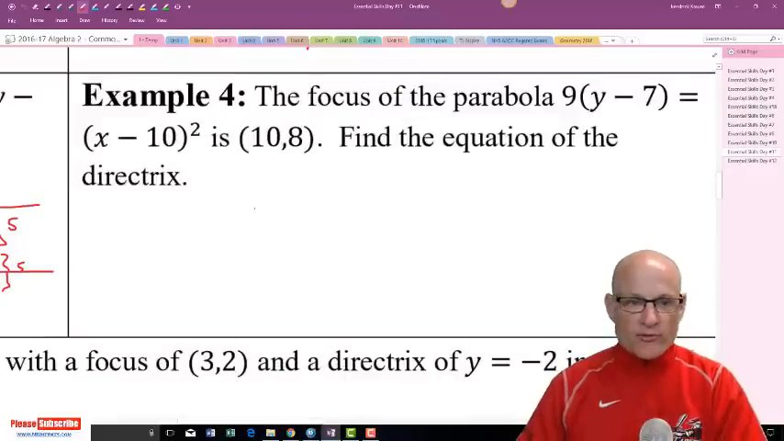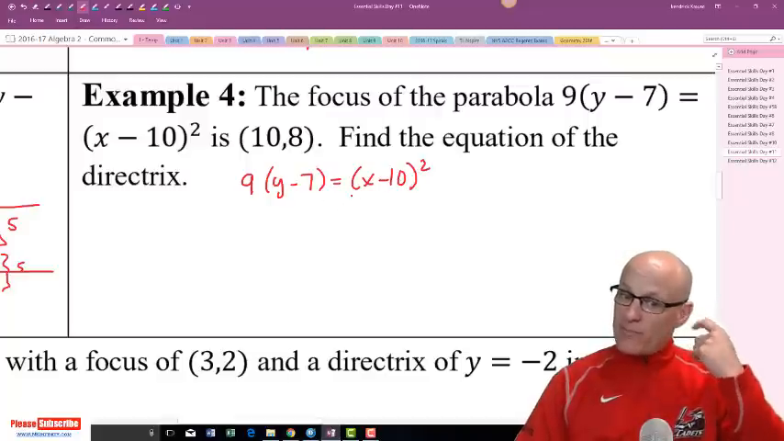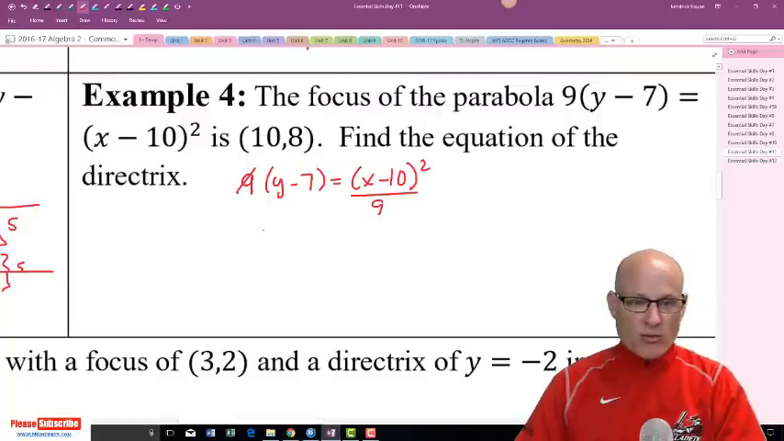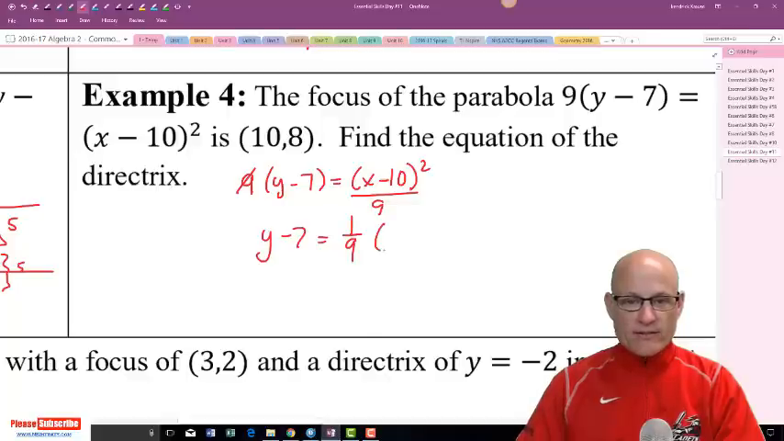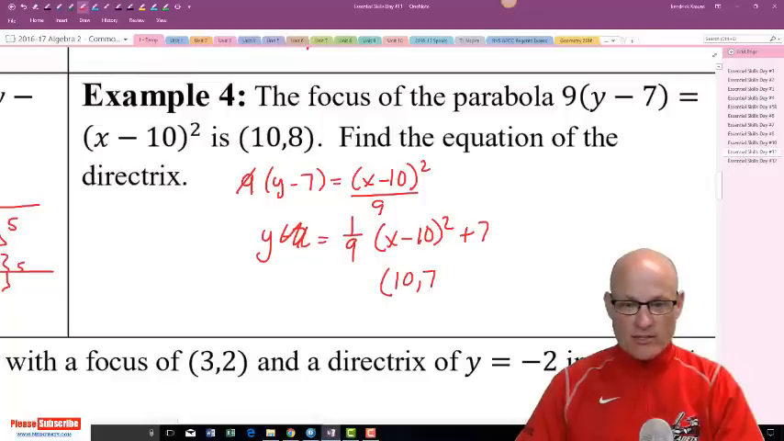All right, let's just go through this. The focus of this, so 9, I almost wonder if these were written badly. 9(y − 7) equals (x − 10) squared. So I'm going to divide by 9. So I get y minus 7 equals 1/9 (x minus 10) squared. Now, if I add the 7 over, there's my vertex. My vertex is (10, 7).